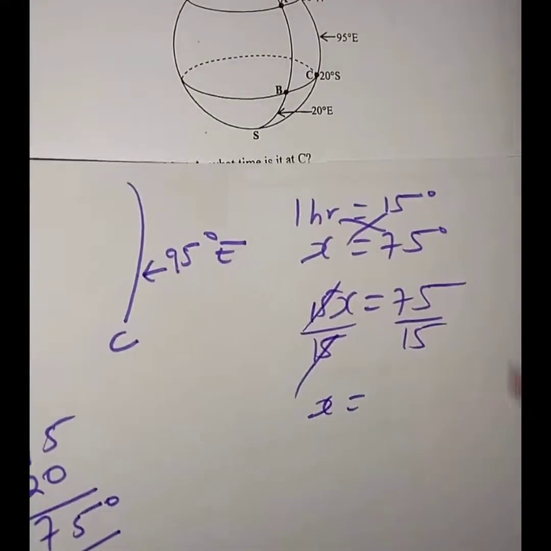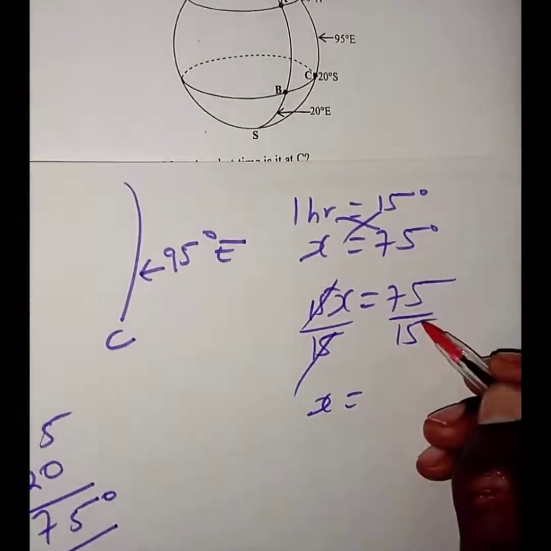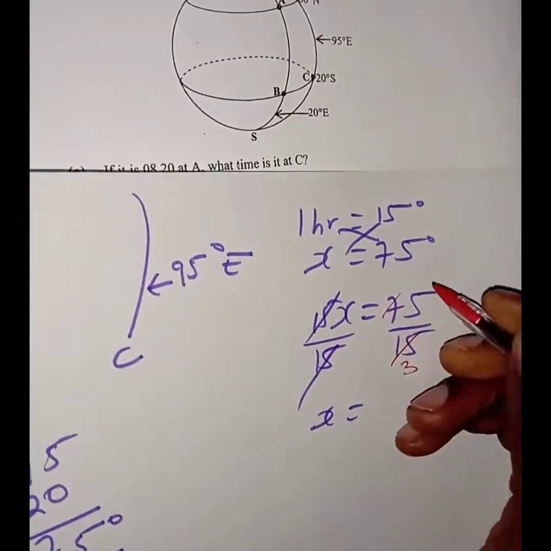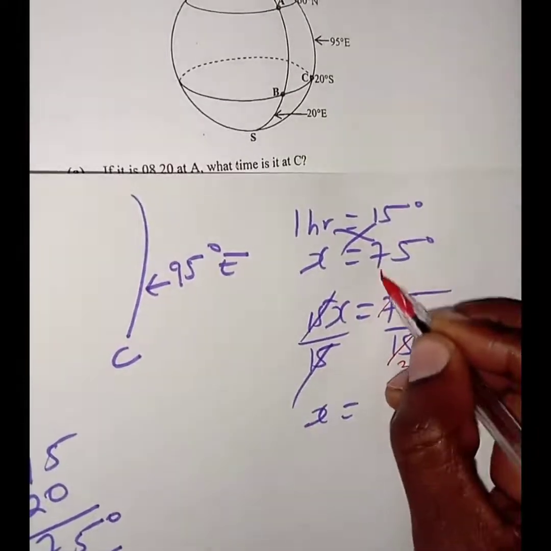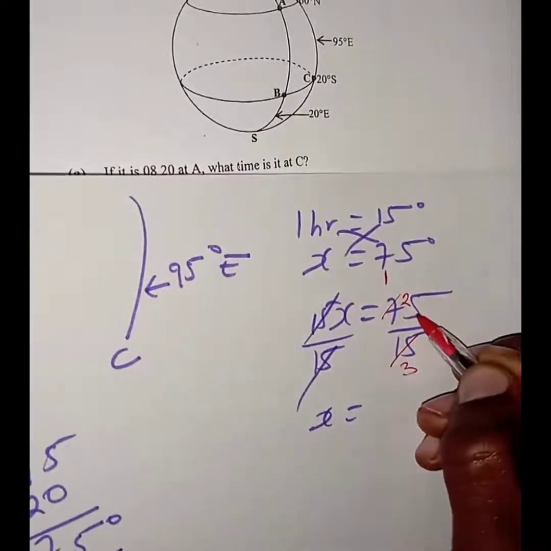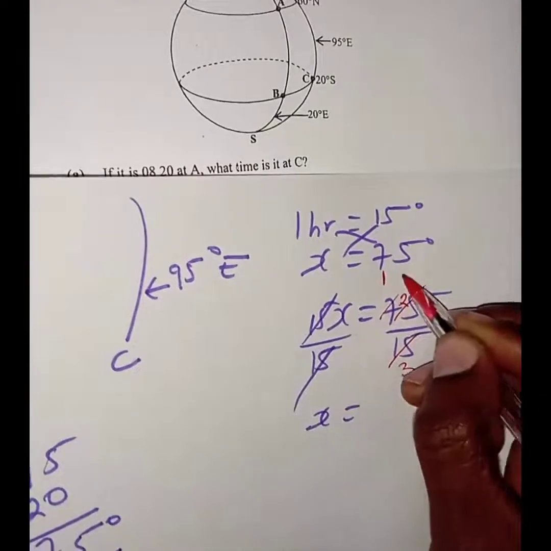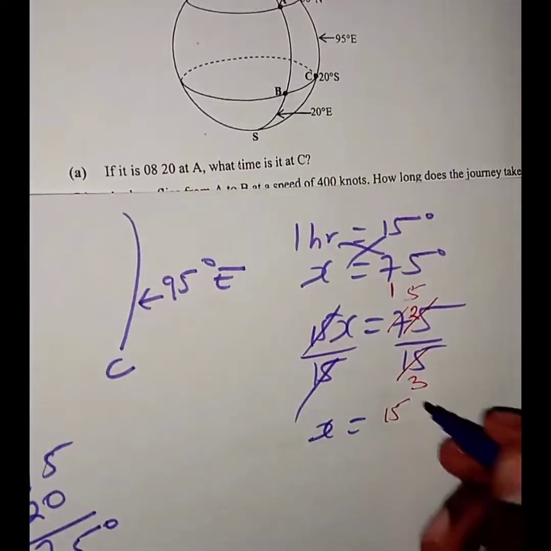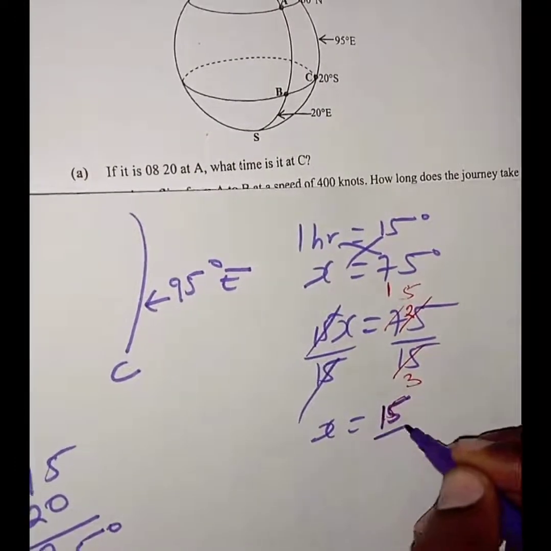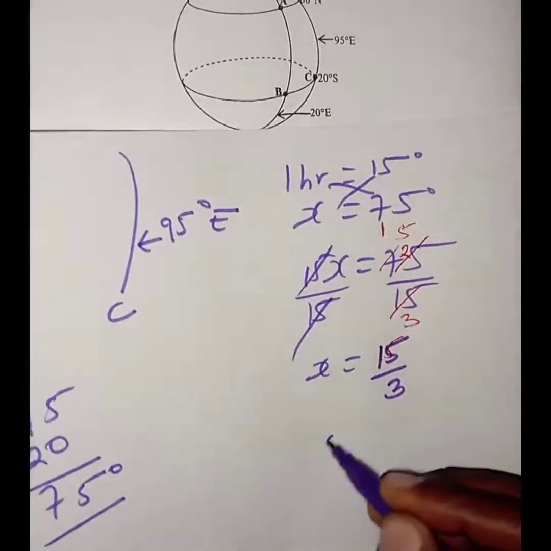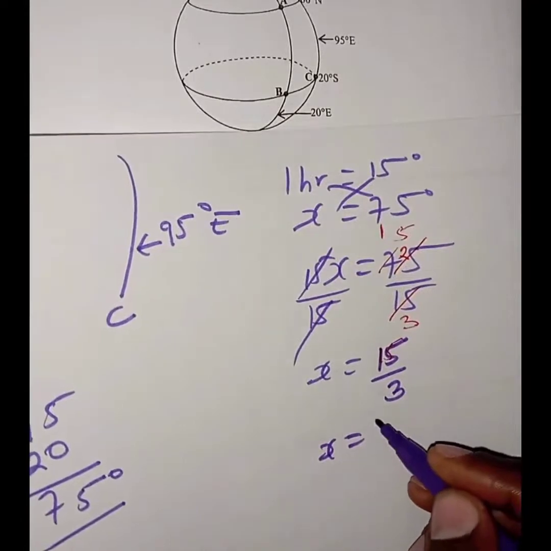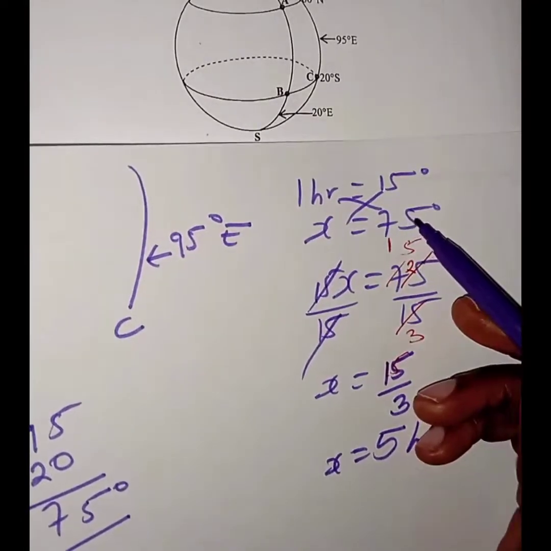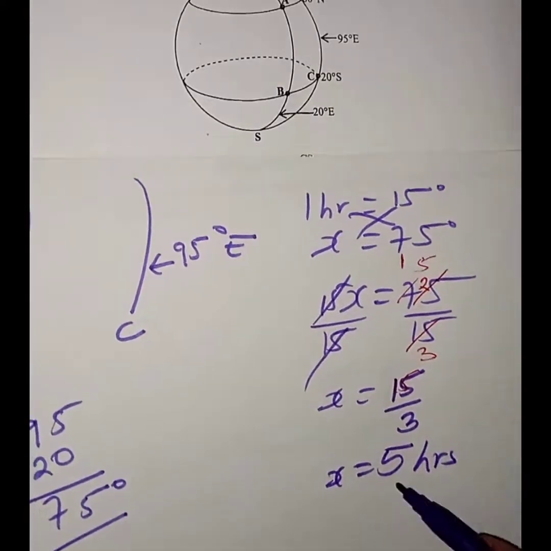This is Paper 1, so you can use small numbers. 5 into 15, 3. 5 into 75 gives 15 over 3. Now 3 into 15 is 5. So these are 5 hours. So 75 degrees represents 5 hours.